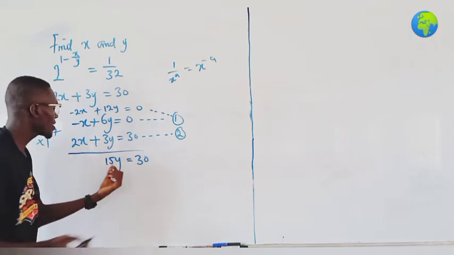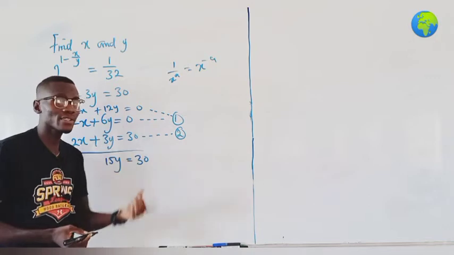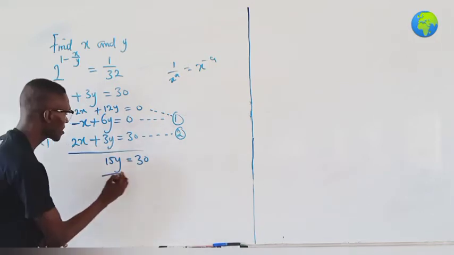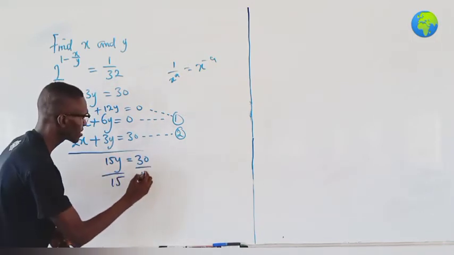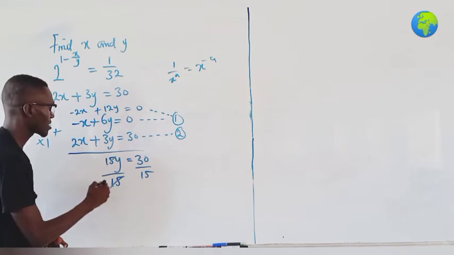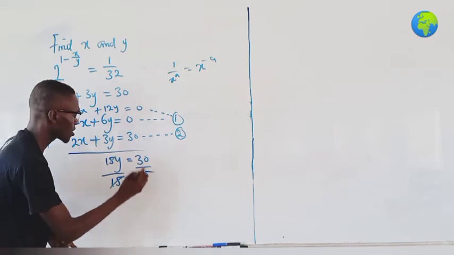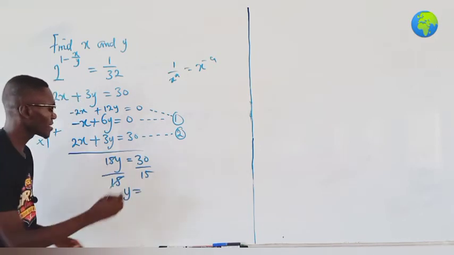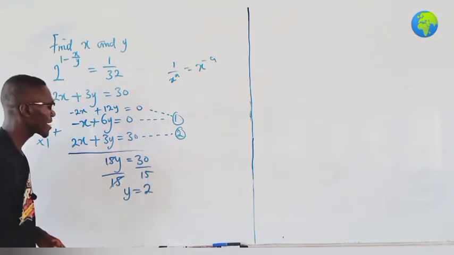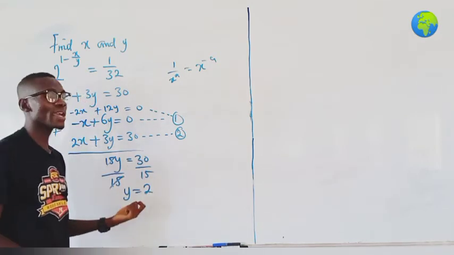So we need y, not 15y, right? So we divide both sides by 15. So dividing both sides by 15, this cancels out. So our y is equals what? 30 divided by 15 is same thing as 2, right? So we've calculated the value of y to be 2.